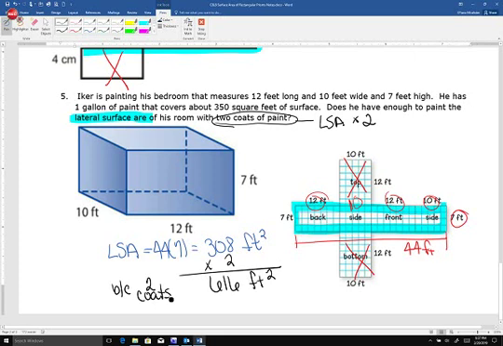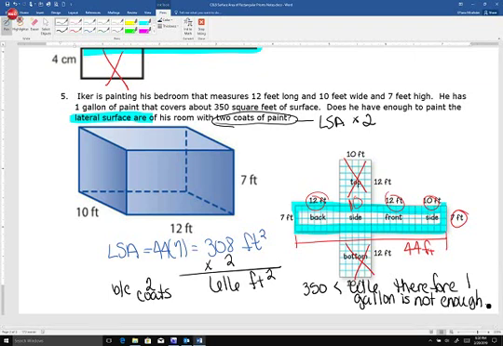So would 1 gallon of paint that covers 350 square feet be enough? And I would say no. 350 is less than 616. Therefore, 1 gallon is not enough. Do we have any questions at this time for finding total surface area or lateral surface area?